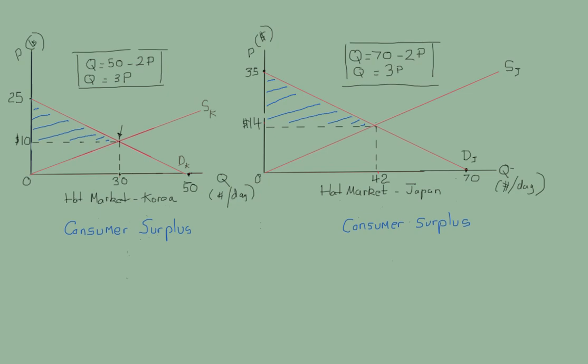So, for example, if you think about the $25 price at zero, there's somebody who's willing to pay almost $25 for a hat in Korea, but instead they only have to pay $10, which is the market price. So the difference between that which people are willing to pay and that which they actually have to pay is called consumer surplus. So if we can find the area of that triangle, we will know what the total value of consumer surplus is in Korea in the hat market.